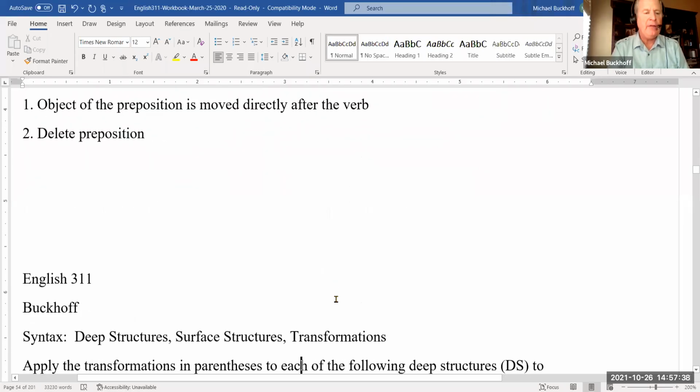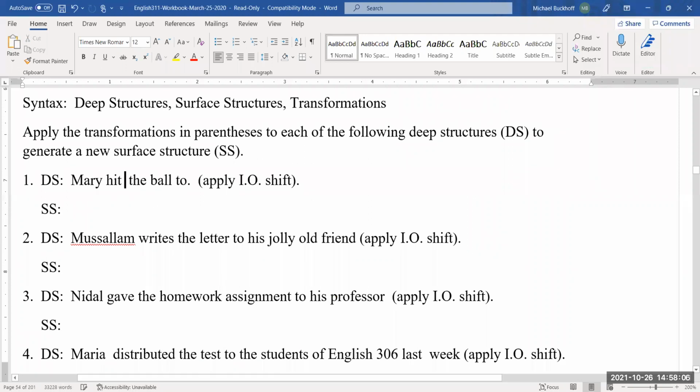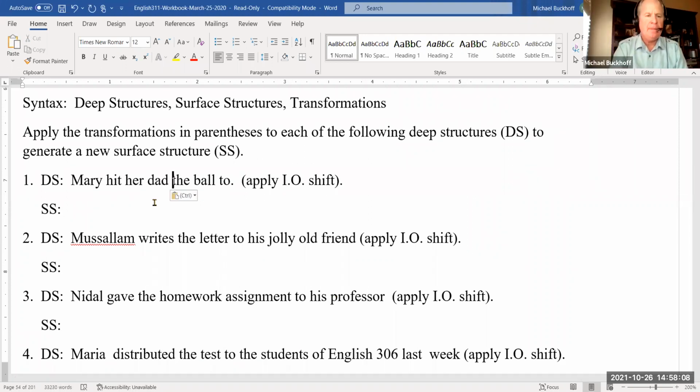Okay, let's keep going. I think you'll find this really easy. So let's apply indirect object shift. Remember, the object of the preposition is placed directly after the verb. We delete the preposition. That's it. It's not rocket science, right? So Mary hit the ball to her dad changes to Mary hit her dad the ball. And we want to remember to delete the preposition. So that's how we would change it.